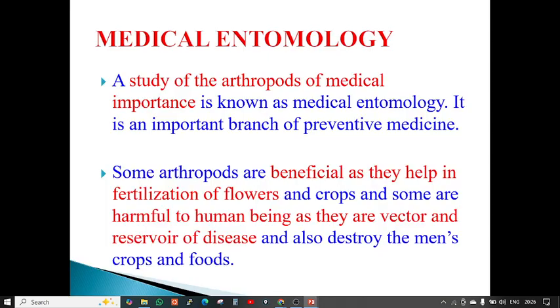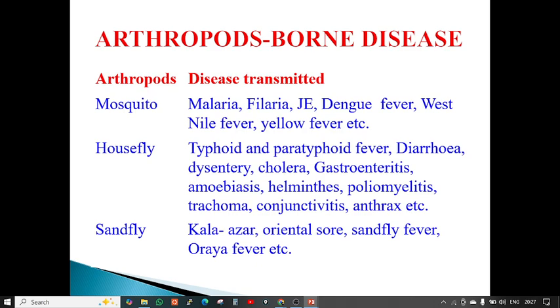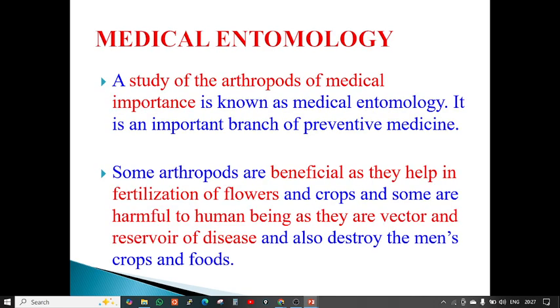So next is medical entomology. Because we are studying health, and some of health is related to medicine and the medical field. So how is this related? Let's see. What are the things related to medical matters? The study of arthropods of medical importance is known as medical entomology, and it is an important branch of preventive medicine. Some arthropods are beneficial and help in the fertilization of flowers and crops, which is very necessary for our crops and products.